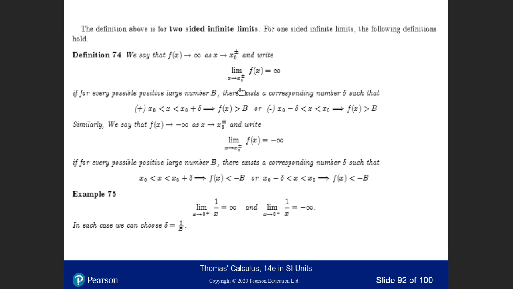Now, you may approach x0 either from the right-hand side or from the left-hand side, and the limit may be infinity again. So here, in order to show that a one-sided limit exists as x approaches some x0, for every possible large number b, there exists a corresponding number delta such that for all x in this interval, x is greater than x0 and less than x0 plus delta.